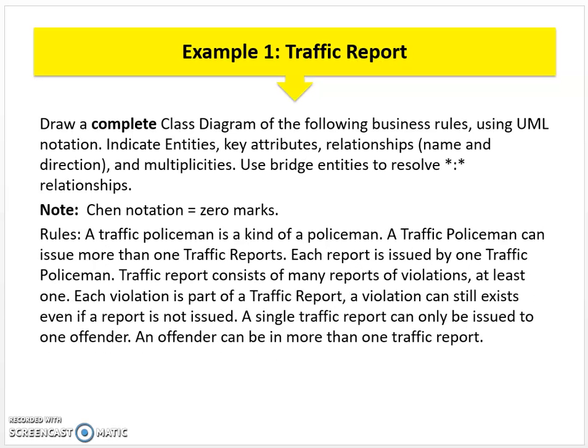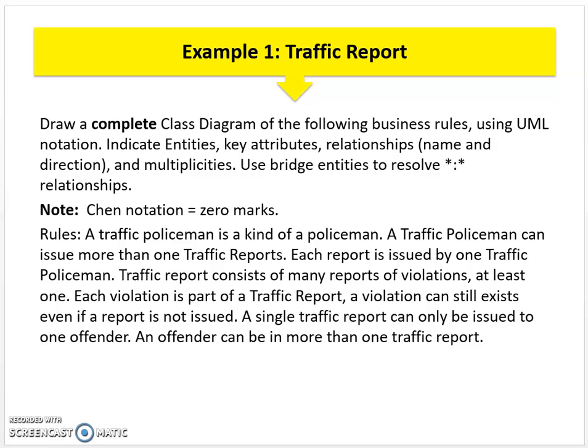Let's look at this example. You're asked to draw a complete class diagram for the following business rules. A traffic policeman is a kind of policeman. A traffic policeman can issue more than one traffic report. Each report is issued by one traffic policeman. A traffic report consists of many reports of violation, at least one. Each violation is part of a traffic report. A violation can exist even if a report is not issued.